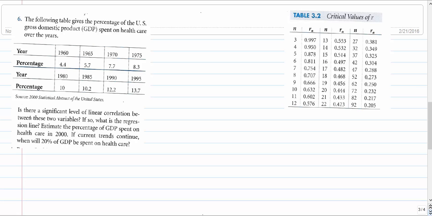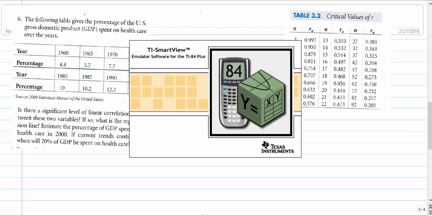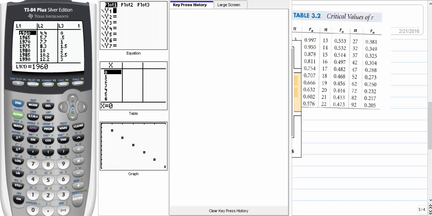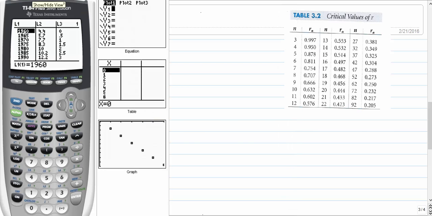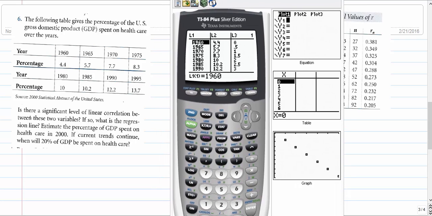The following table gives the percentage of U.S. gross domestic product spent on healthcare over the years. Is there a significant level of linear correlation between these two variables? If so, what is the regression line? Estimate the percentage, and so forth. Let's find the first. Let's go to our Smart View, and L1, I have the values. L2, I have the values. L1 represents time. L2 represents the percentages, 4.4% and so forth.